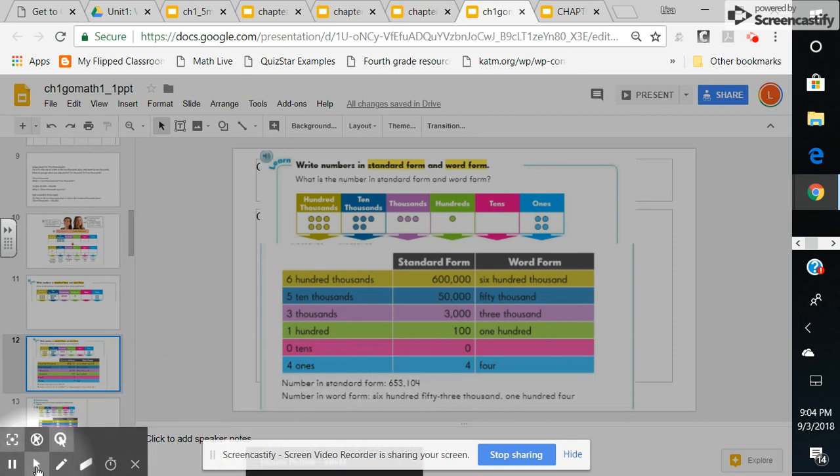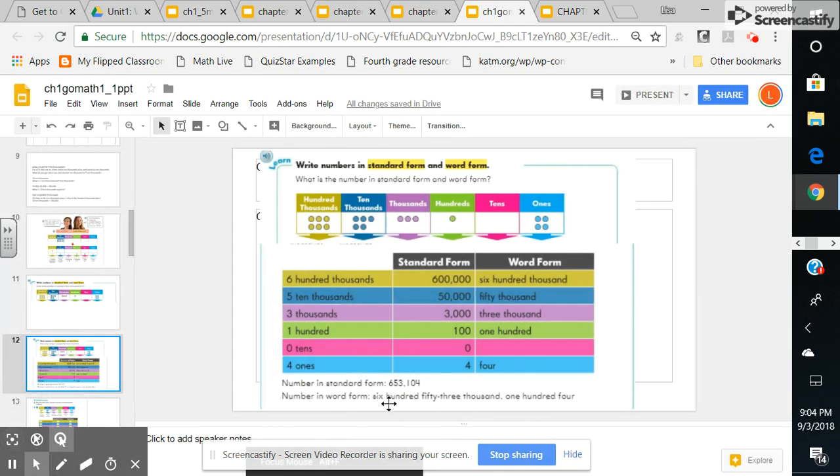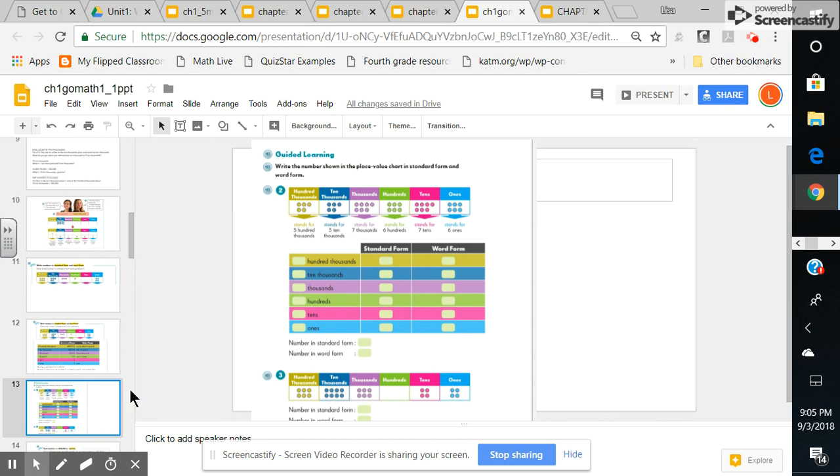Please copy what you see here, 653,104. Please write that in your notes. If we move on to the next one, always feel free to pause me if you need to.